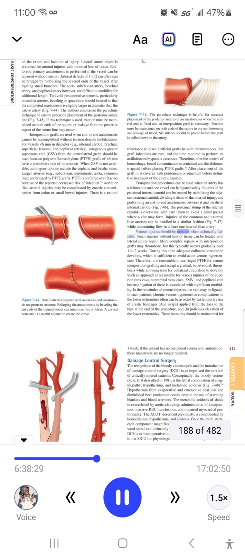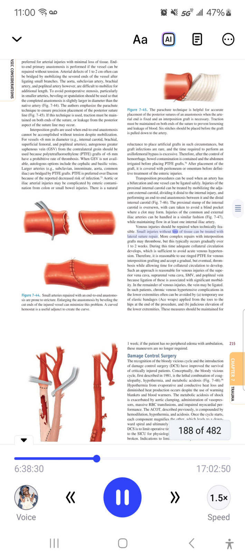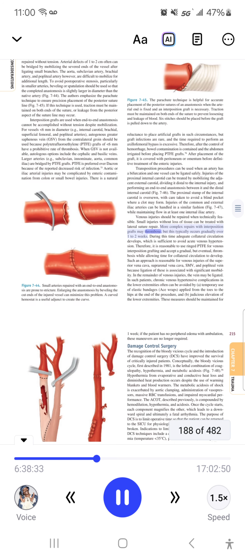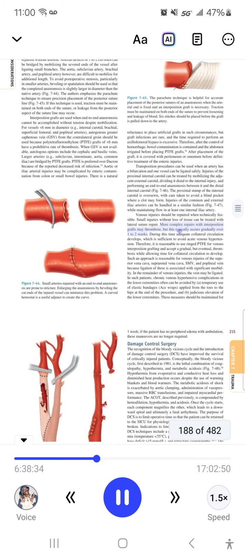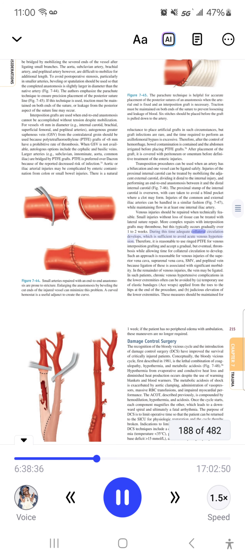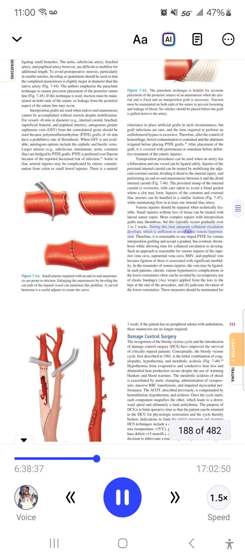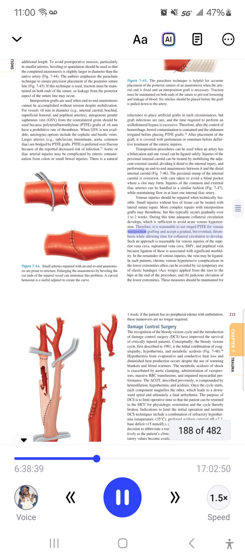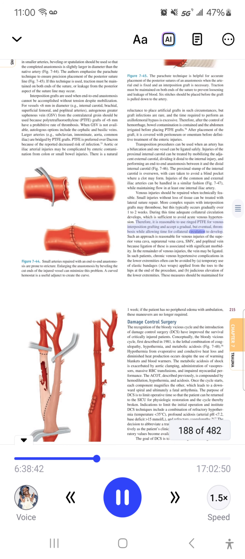Venous injuries should be repaired when technically feasible. Small injuries without loss of tissue can be treated with lateral suture repair. More complex repairs with interposition grafts may thrombose, but this typically occurs gradually over 1 to 2 weeks. During this time, adequate collateral circulation develops, which is sufficient to avoid acute venous hypertension. Therefore, it is reasonable to use ringed PTFE for venous interposition grafting and accept a gradual, but eventual, thrombosis while allowing time for collateral circulation to develop.